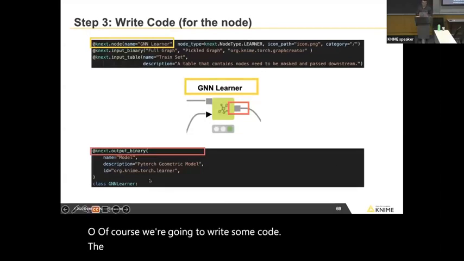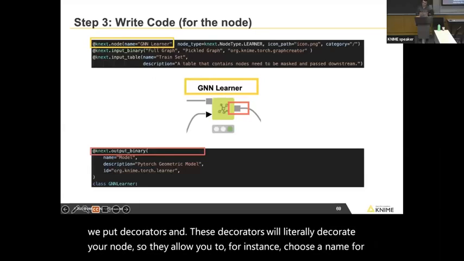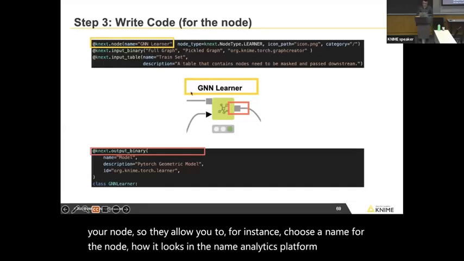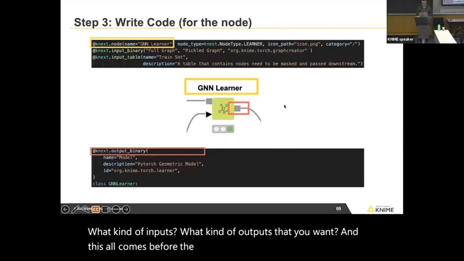The coding itself, we're going to use a class, and above the class, we put decorators. These decorators will literally decorate your node. So they allow you to, for instance, choose a name for the node, how it looks in the KNIME Analytics Platform, what kind of inputs, what kind of outputs you want. And this all comes before the class.